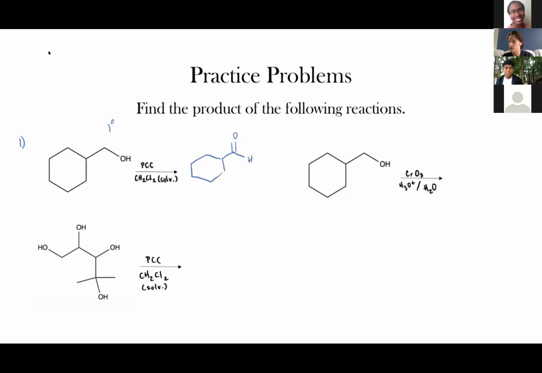Okay. And let's look at this one. It's the same substrate, so we know it's a primary alcohol. And is CrO3 a strong or weak oxidant? Strong. And so it should produce what? Carboxylic acid. Good.